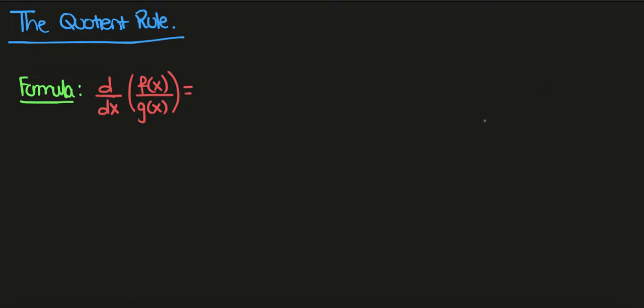Okay, so in today's video we want to look at the quotient rule. The quotient rule is used to differentiate the ratio of two differentiable functions. So let's look at how to derive the formula. Of course, we want to differentiate something like this.